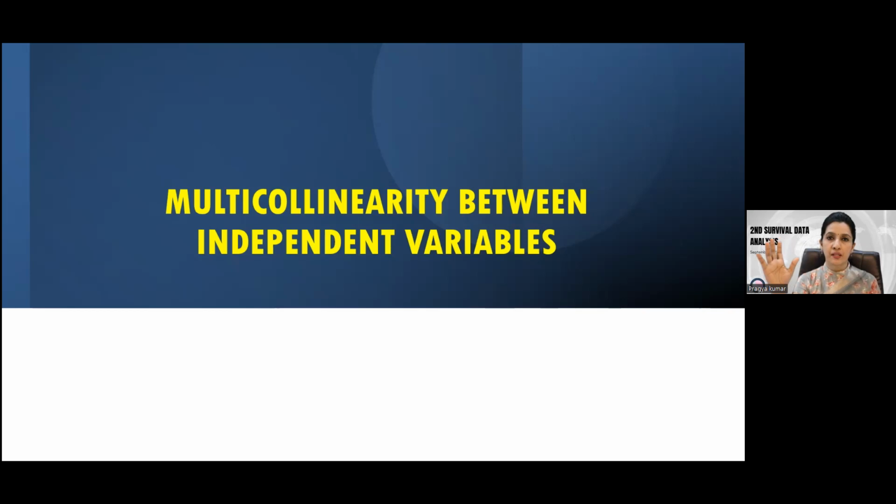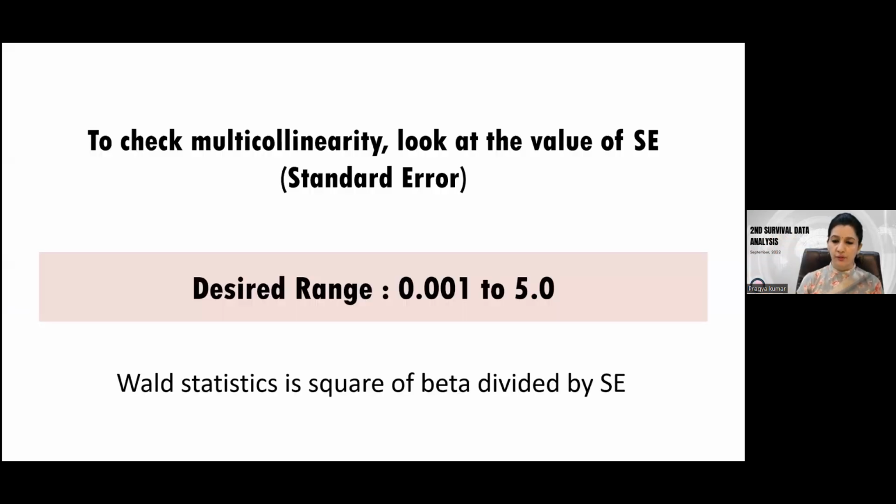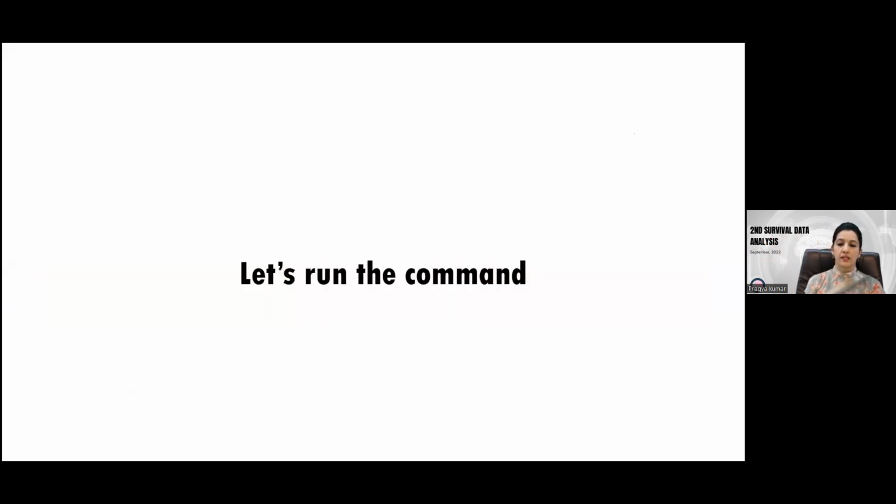We'll see it in SPSS also. I'm just telling you the theoretical. I have not yet come to the data set and how we actually do it in the data set. Now, there is something known as the multicollinearity between the independent continuous variables. To check for the multicollinearity, the value of the standard error, which is there in the table, should be 0.00125. And there is a Wald statistic also, which I have just written for your information. The Wald statistic is the square of beta divided by standard error.